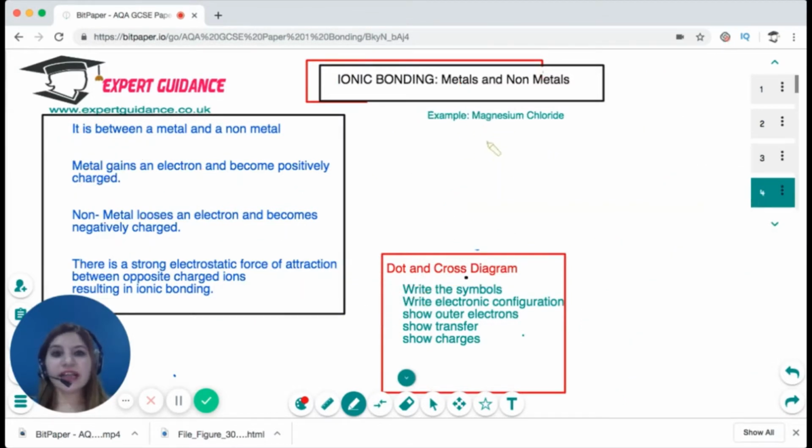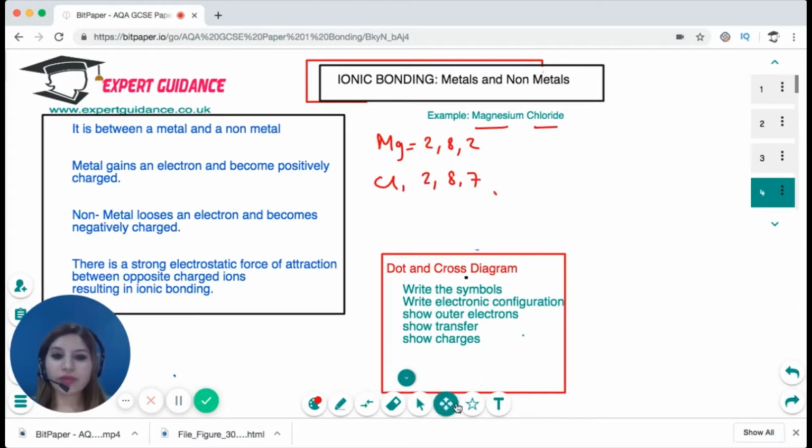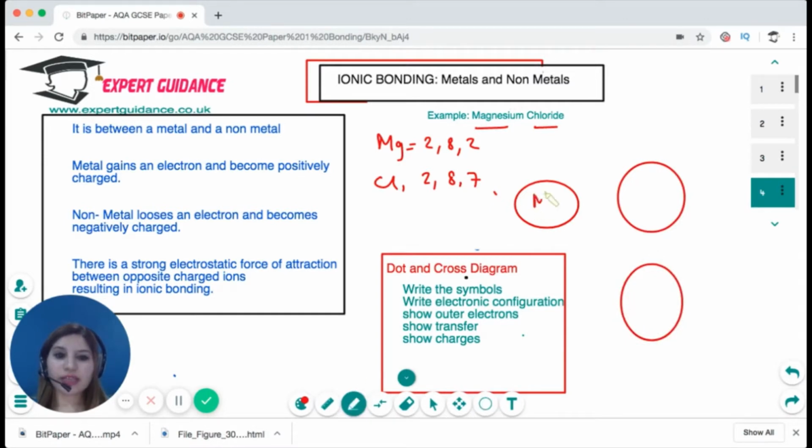Now let us take another example, magnesium and chlorine, magnesium chloride. I'll write the electronic configuration first. Magnesium is 2,8,2, chlorine is 2,8,7. Then I'll draw the outer electrons. For magnesium, I'll show 2 electrons, and for chlorine, I'll show 7 electrons. So that's my next diagram. Magnesium, I'll show 1, 2 electrons. Chlorine, I'll show 7 electrons.